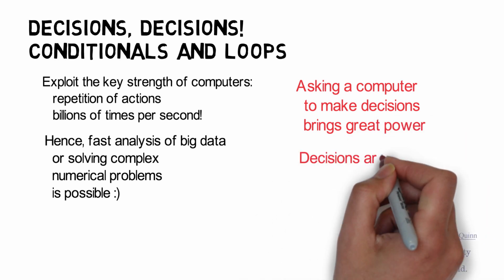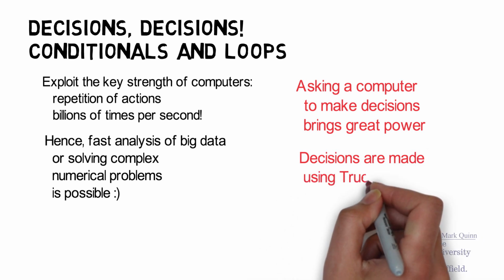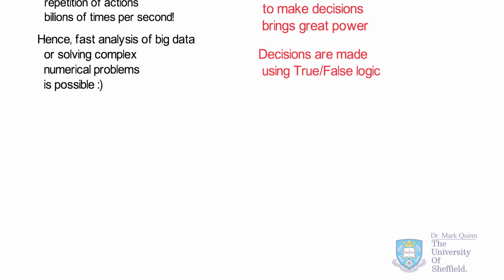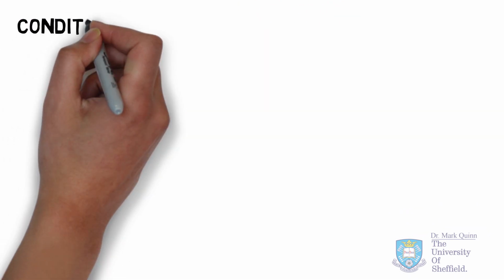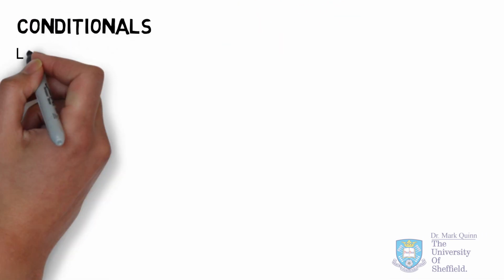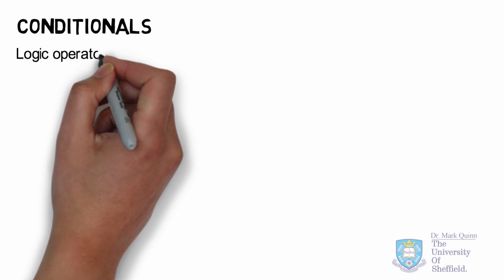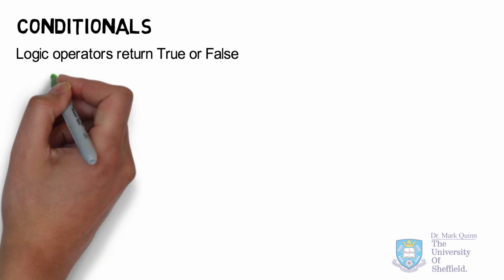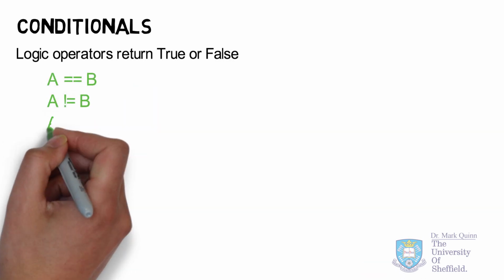Decisions are made in computers using true-false logic. We have already come across these true and false logic data types earlier in our course, and we refer to these as Boolean data types. We also have Boolean operators or logical operators.